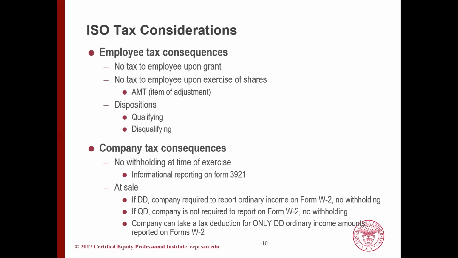The good part of this scenario is that if you hold the ISO for the required holding period that we discussed earlier, 2 years from the date of grant and 1 year from the purchase date, then when you sell, you've got a qualifying disposition and long-term gain. And you can potentially offset that AMT if there was any that was paid.